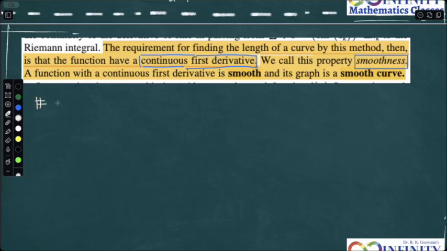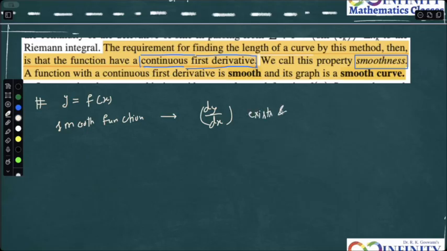Just suppose you have a curve y equals f(x). This is a function given to you. You will call it a smooth function when the derivative dy over dx exists, and not only exists, it should be continuous also. So whenever these two things are there for y, the function is called a smooth function, and in that case, the length of the curve can be obtained using the formula.